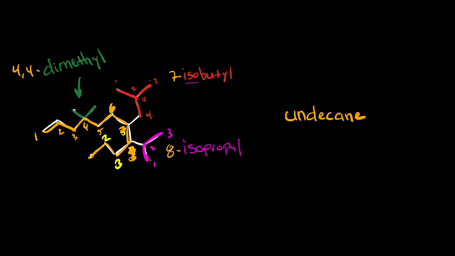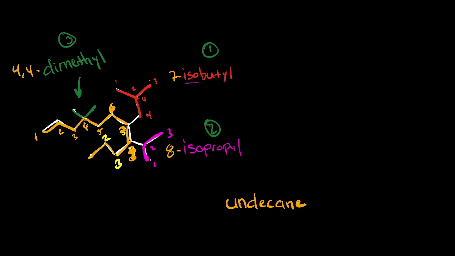Now, the ordering, of course, is the root is undecane. And now we've got to do this alphabetically. So what goes first? First of all, we ignore di, we ignore tri, we ignore tert, but we don't ignore iso. So A, B, C, D, E, F, G, H, I. So iso comes first, and in the grand scheme of things, isobutyl is going to be first, so that means isopropyl must be second, and dimethyl must be third.